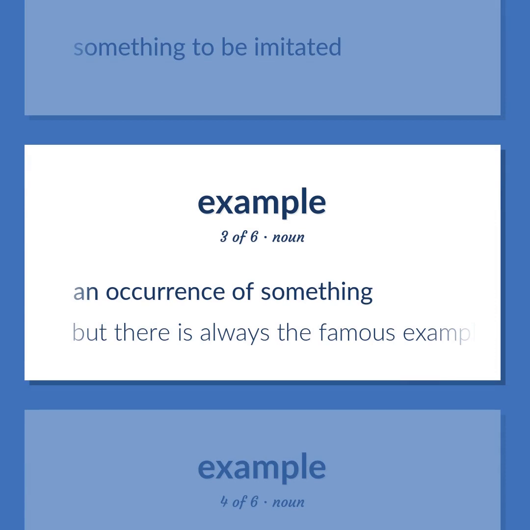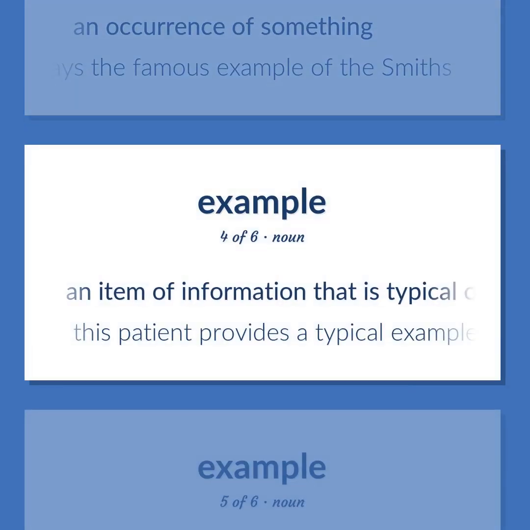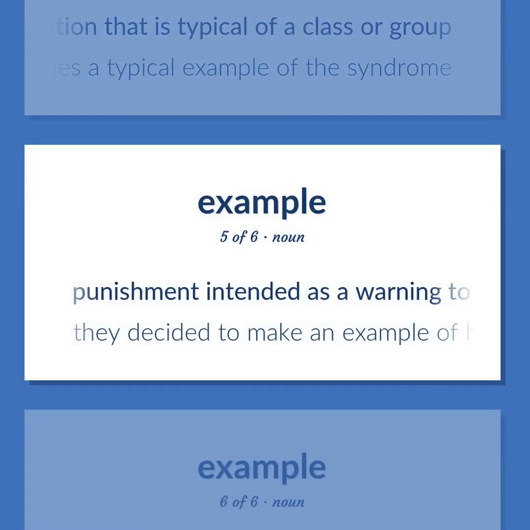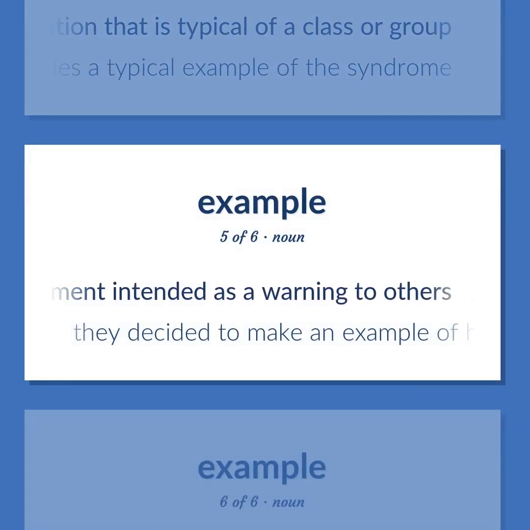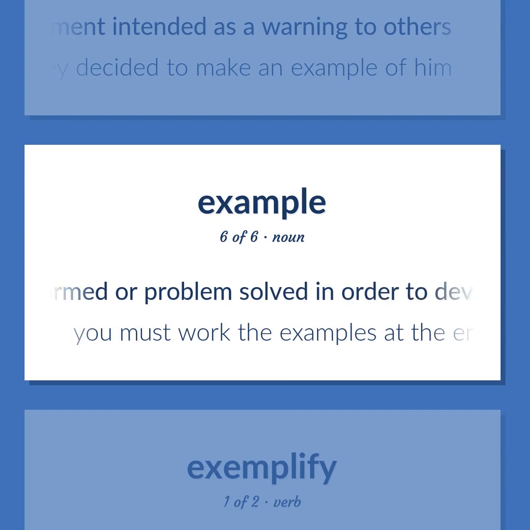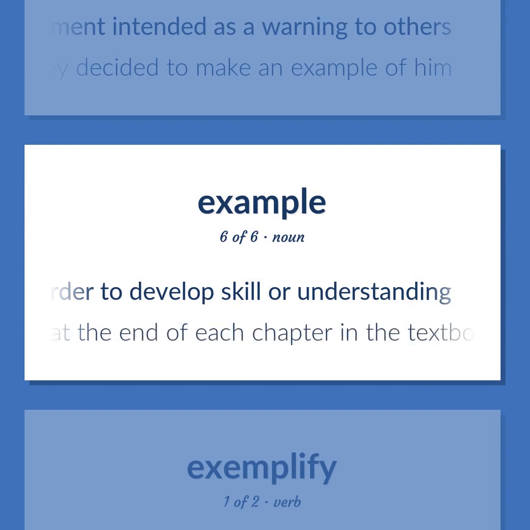An occurrence of something. But there is always the famous example of the Smiths. An item of information that is typical of a class or group. This patient provides a typical example of the syndrome. Punishment intended as a warning to others. They decided to make an example of him. A task performed or problem solved in order to develop skill or understanding. You must work the examples at the end of each chapter in the textbook.